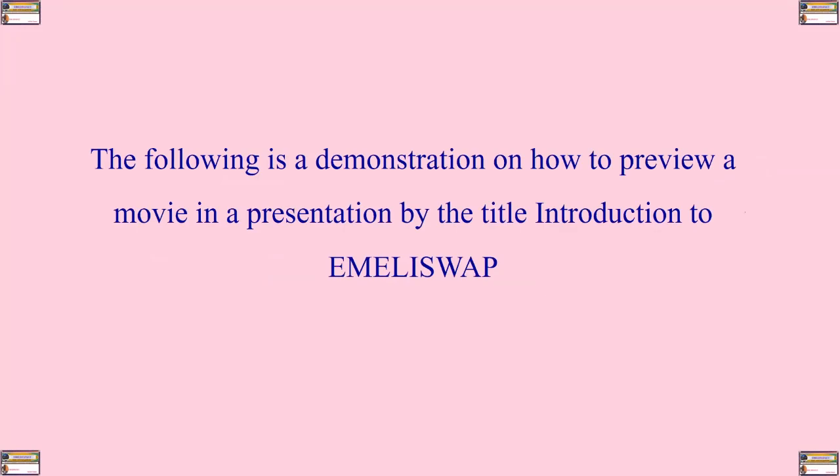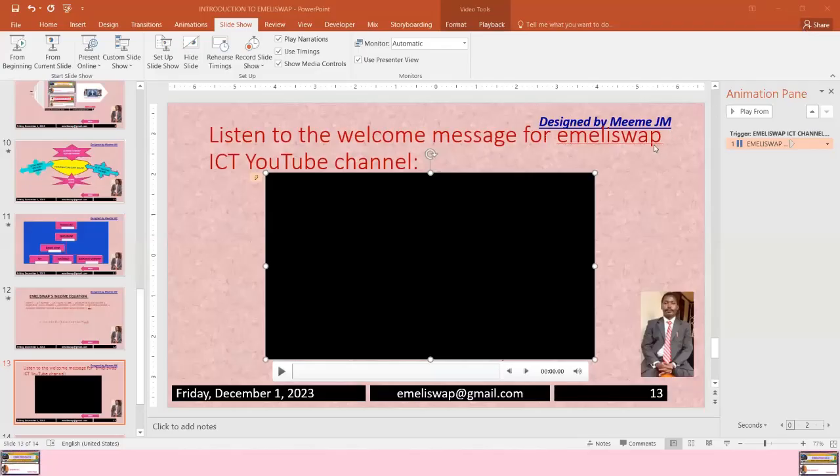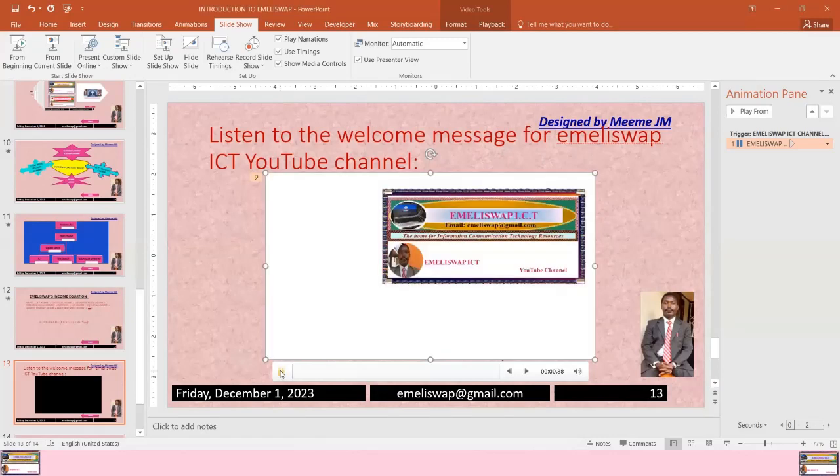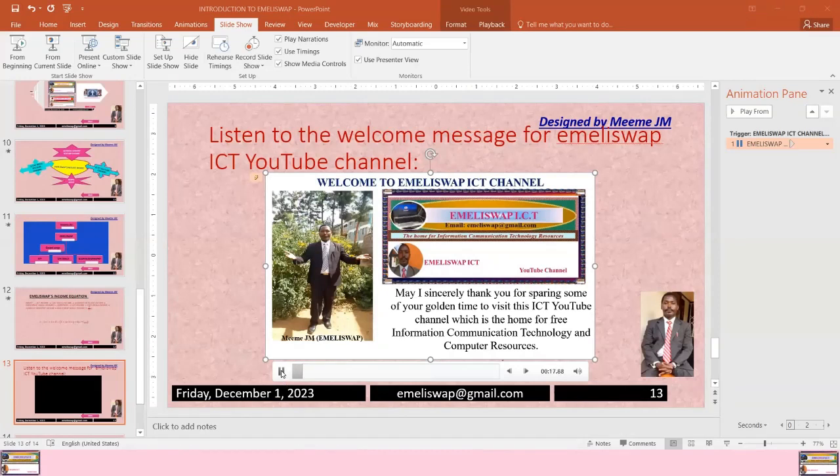So the following is a demonstration on how to preview a movie in a presentation by the title Introduction to Emily Swap. So after inserting my movie, if I want to preview it, I can just click on this button for play. So I can just click on play. And then you can pause it. So you can preview your video in that manner.